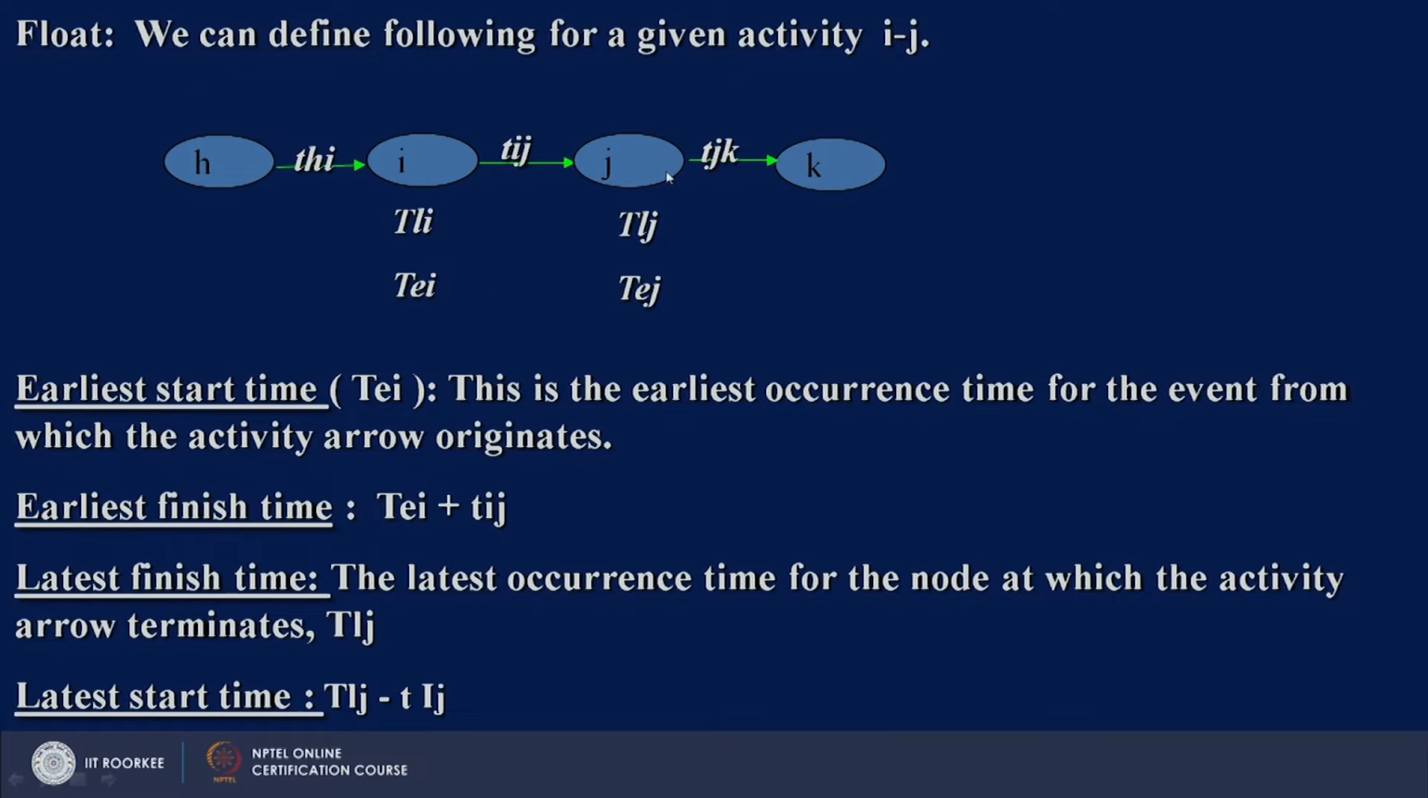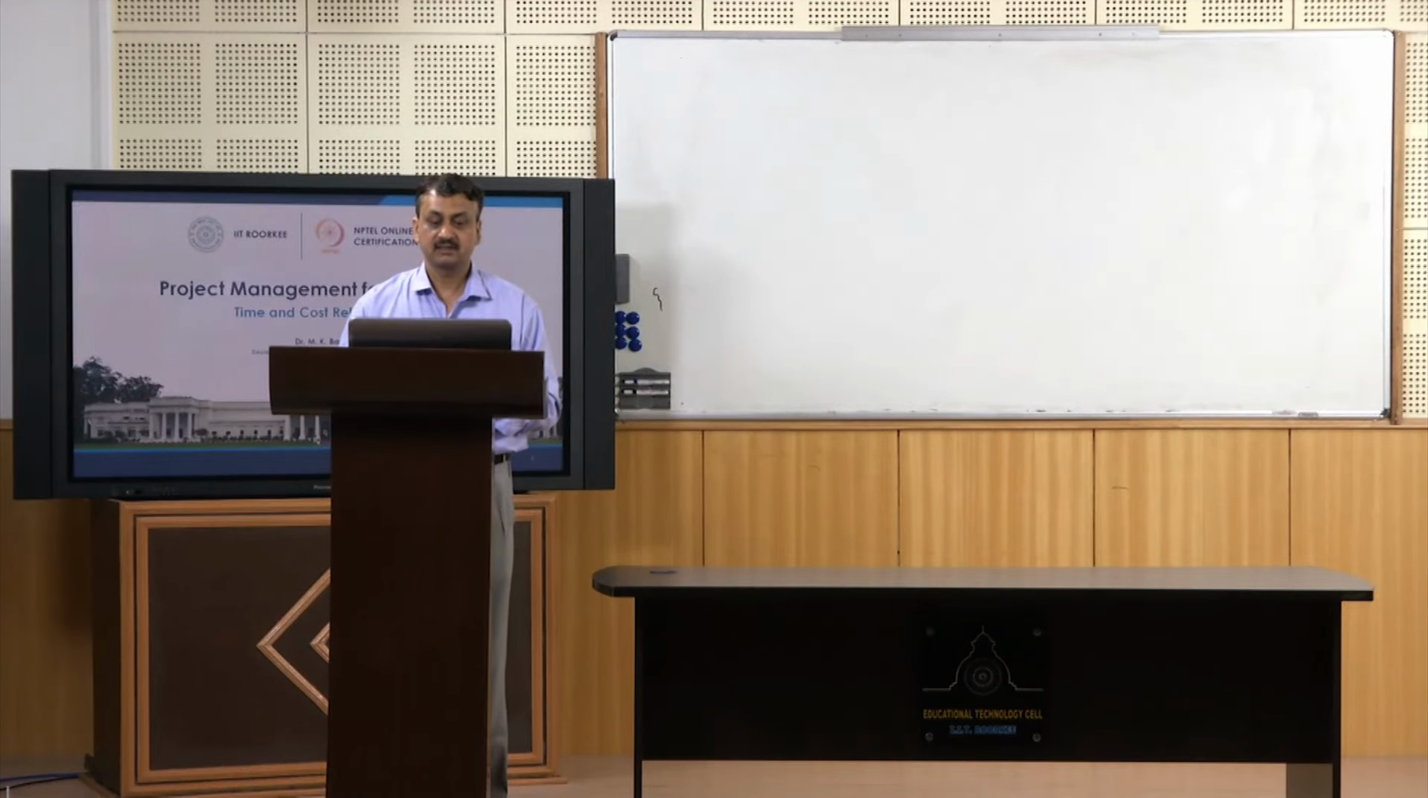So, these 4 time estimates you need to calculate at each node. If there are, let us say, 10 nodes in a network, you just calculate these 4 time estimates on all those 10 nodes. And I have already talked about what TE is. TE is the earliest start time, the earliest occurrence time for the event for which an activity arrow originates. So, once you know the earliest start time, the earliest finish time can be known just by adding the duration of the activity.